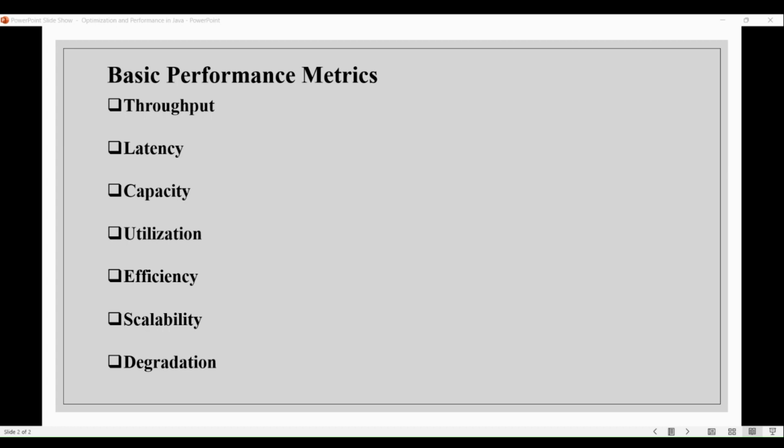So these are some of the basic performance metrics related to Java programs. Although these metrics are universal, they can be applied to any sort of program. In a nutshell, we can say that optimizing the performance of Java is basically a process of improving the speed, efficiency, and resource utilization of Java programs.